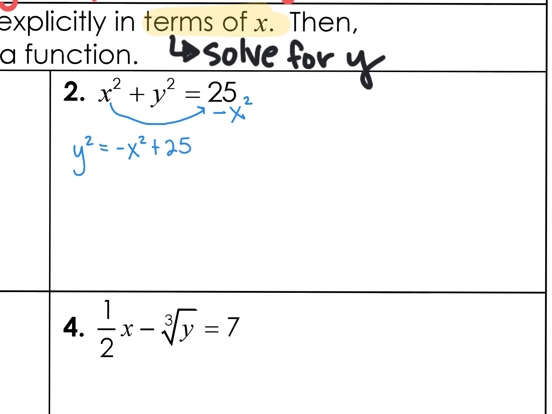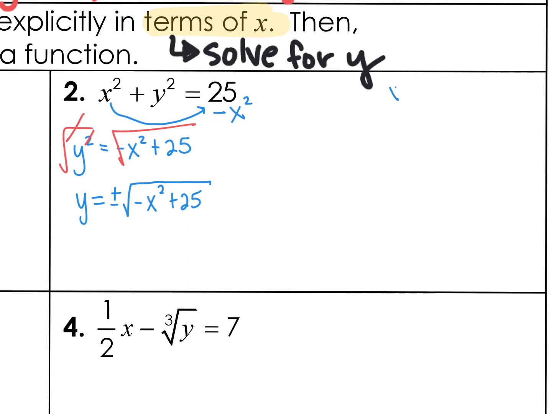Now I don't want y squared, I just want y. So I'm going to take the square root of both sides so that the square root and the square cancel. And then I'm left with y equals, remember, every time you take the square root, there's a plus and a minus option. The plus or minus the square root of negative x squared plus 25. Right? Remember, every time you take the square root, there's a plus or minus option.